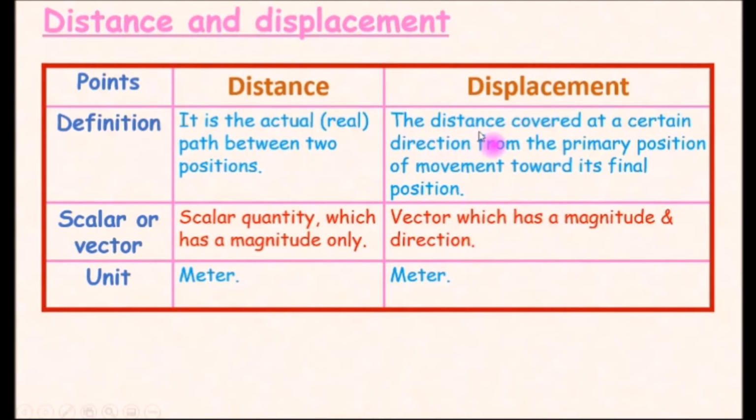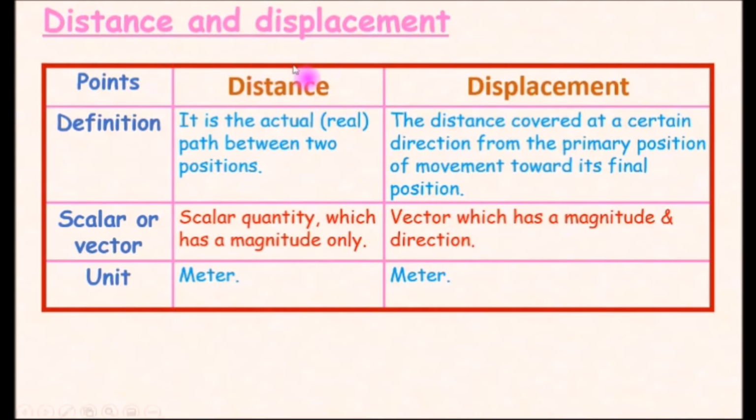Displacement is the distance covered in a certain direction. Now, in distance, we can say that we move 300 kilometers, but when it is a displacement, we need to say that we move 300 kilometers from Cairo to Alex. We need to specify or identify our direction from the primary position, the starting point of movement, toward its final position, which is the ending position.